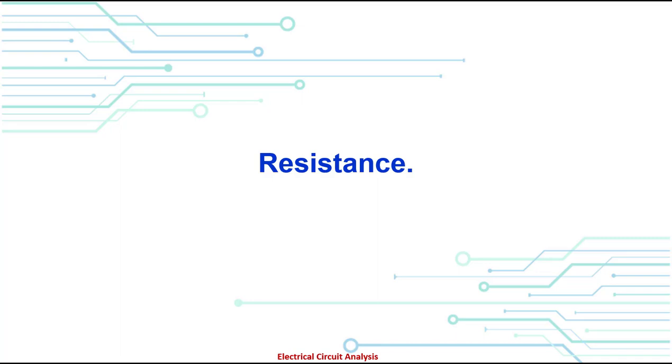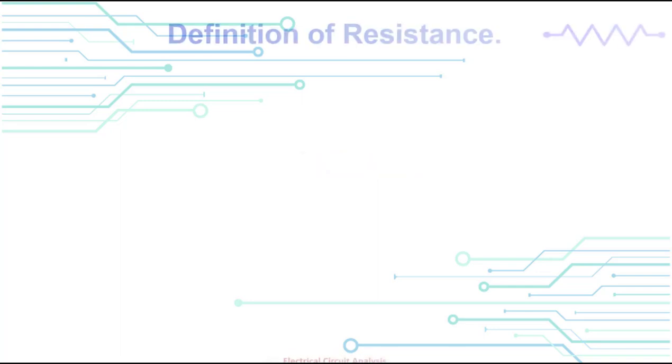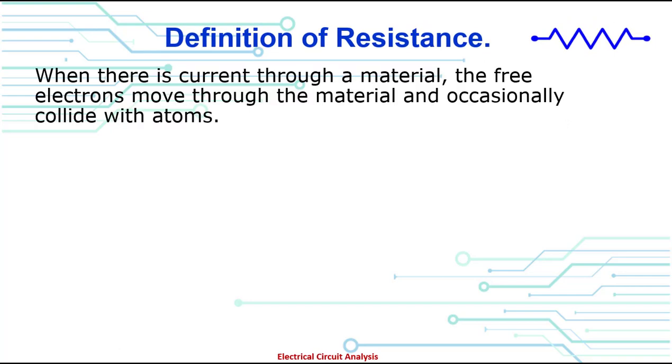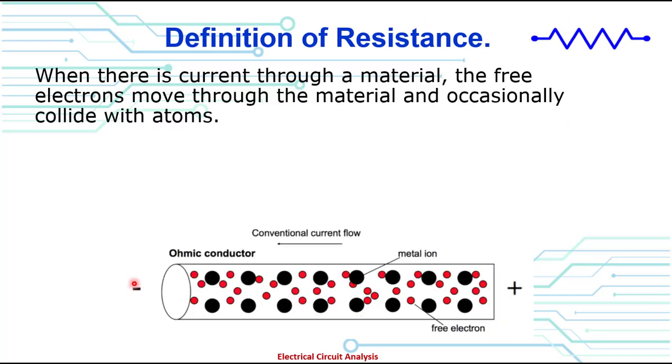In this video, we'll discuss the most basic property of an element of an electrical circuit, that is resistance. Definition of resistance: when there is a current in a material, there is a motion of free electrons.